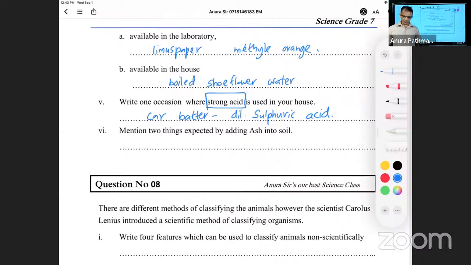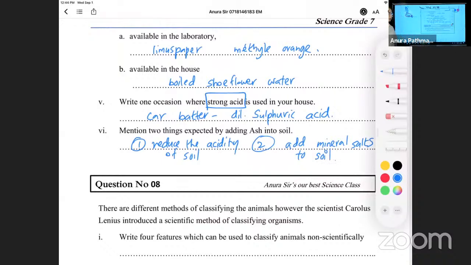Mention two things expected by adding ash into soil. One, reduce the acidity of the soil. Two, add mineral salts to soil.